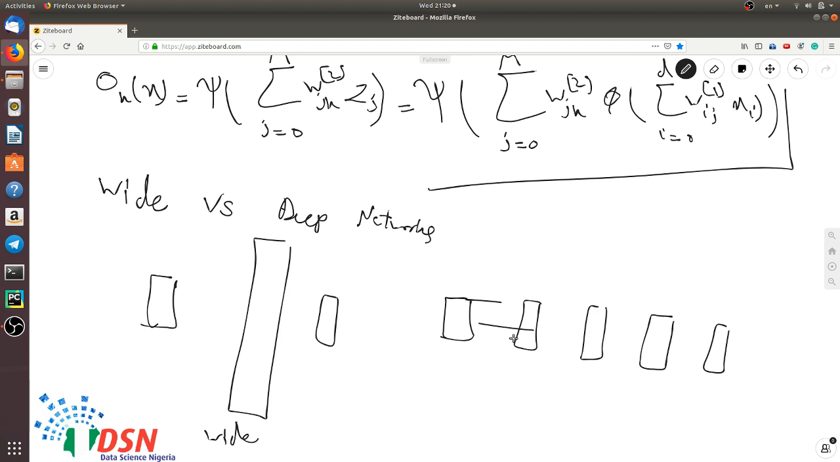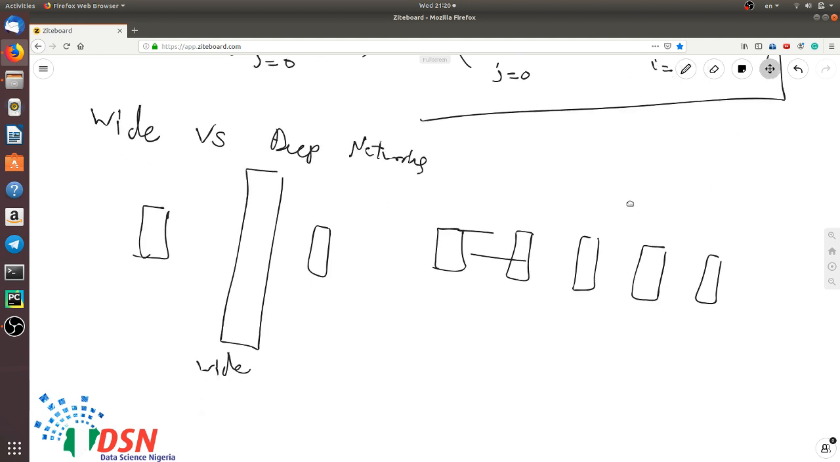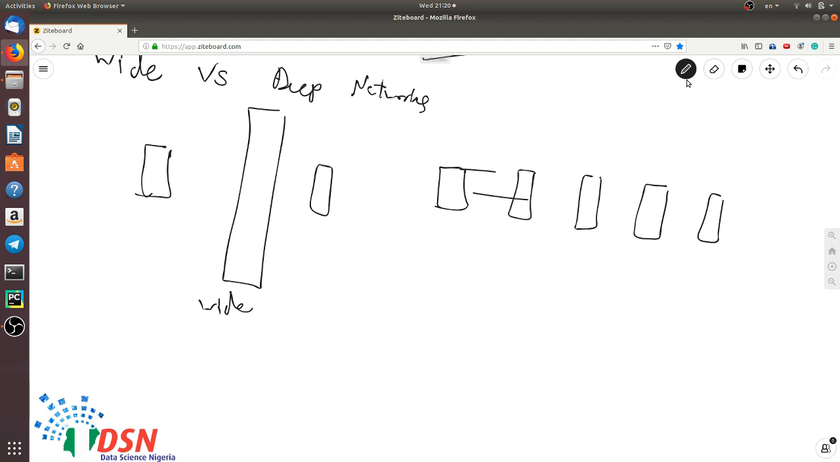So the question is which of them is better in general? The point is that deeper networks may require far fewer neurons than shallower networks to express the same function. So if you want to express the same function with these two networks, here you probably have much fewer parameters than this one. And in fact, the number of neurons could be exponentially smaller than in the wide network.